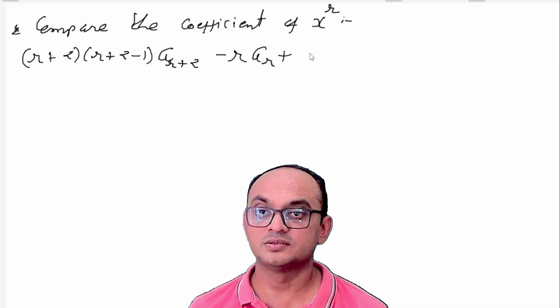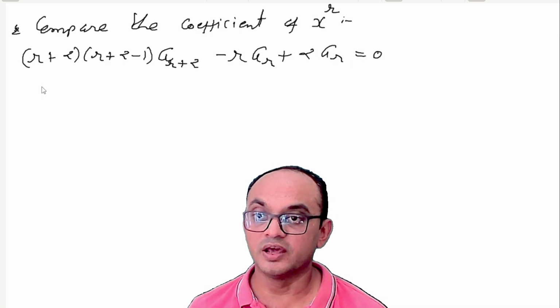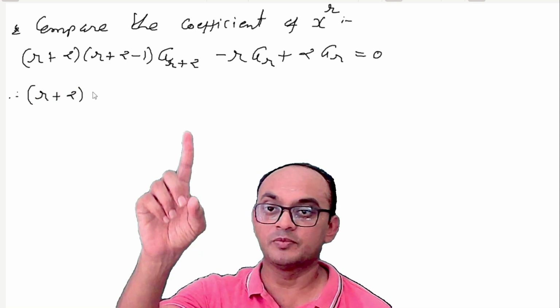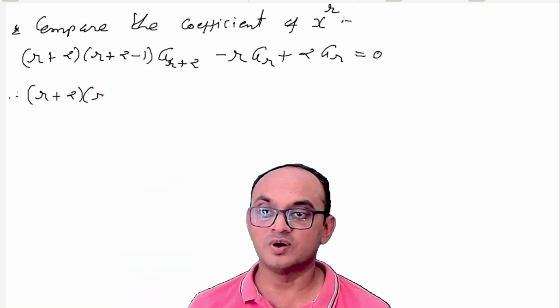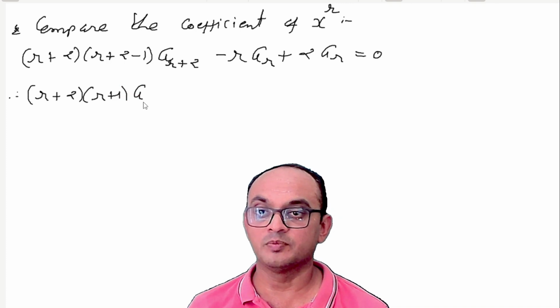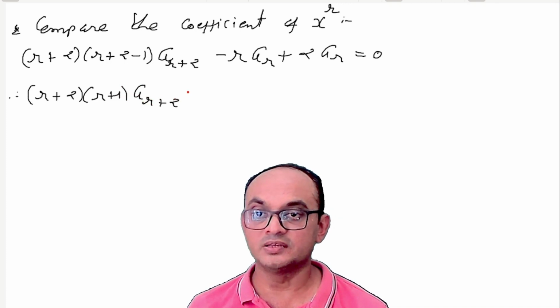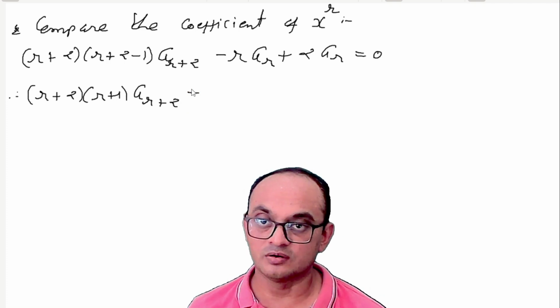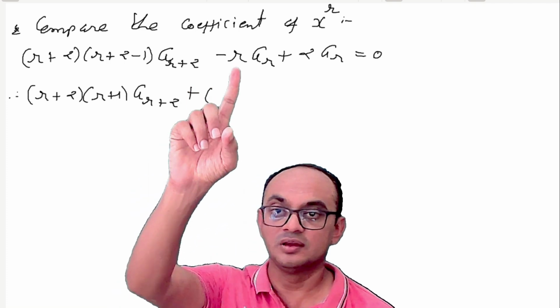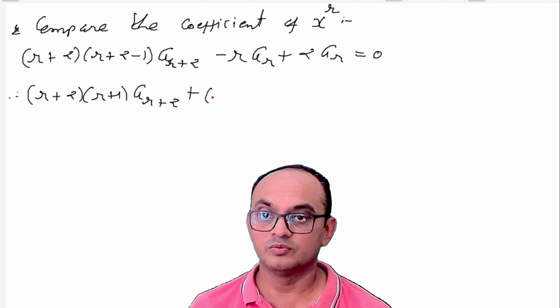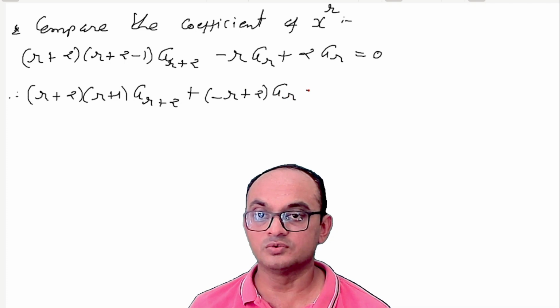Minus r plus 2 times ar is equal to 0, right? Therefore, r plus 2 minus 1 is r plus 1, ar plus 2 is equal to, okay, let me write this one, plus, what is this? Minus r plus 2, minus r plus 2 ar equal to 0, right? And therefore, ar plus 2 is what?